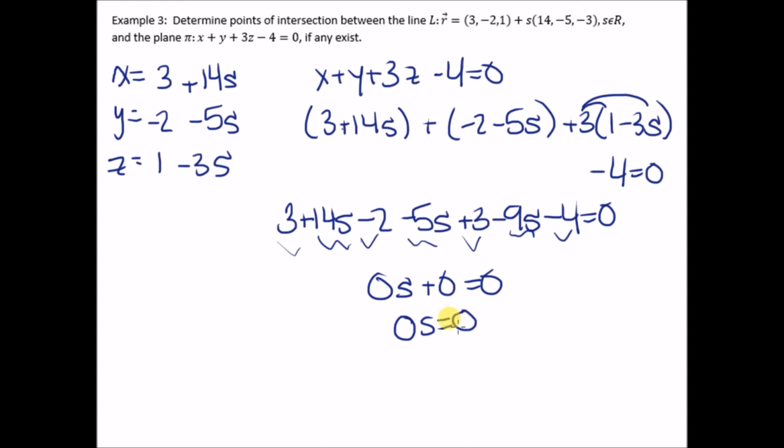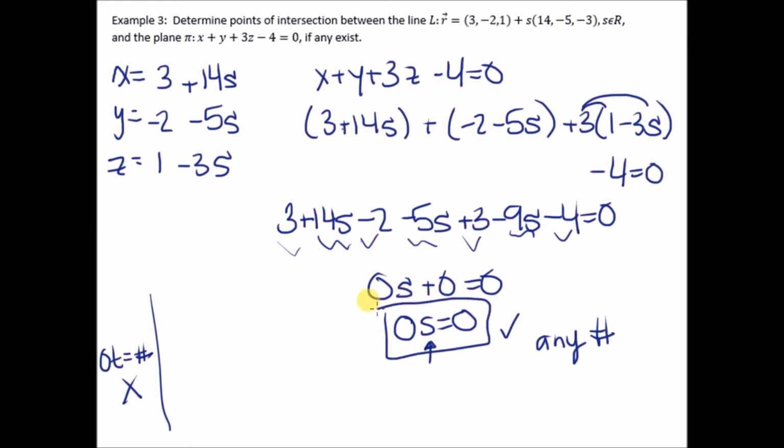A little bit similar to the last one. Last time, we had 0t equals some number, which will never happen. But in this case, what number can we sub in for s so that 0 times that number equals 0? Well, any number. So when we get 0s equals 0, and we can sub any number into s, this means that there are infinite solutions.